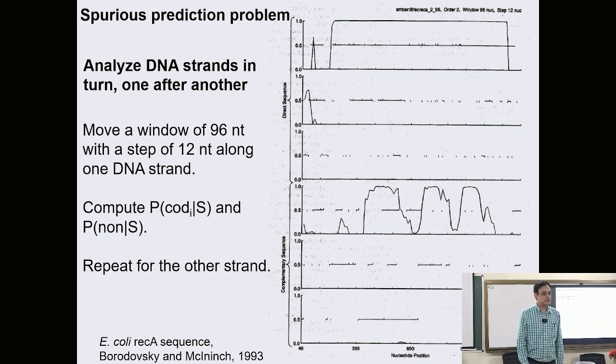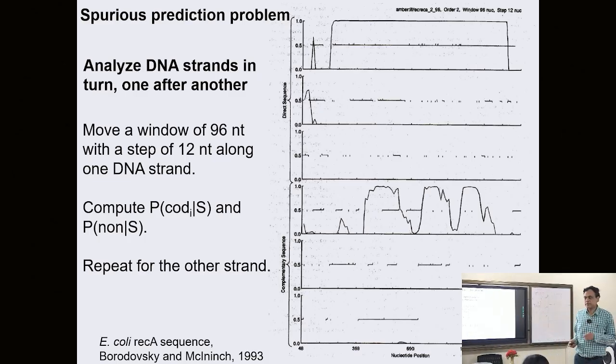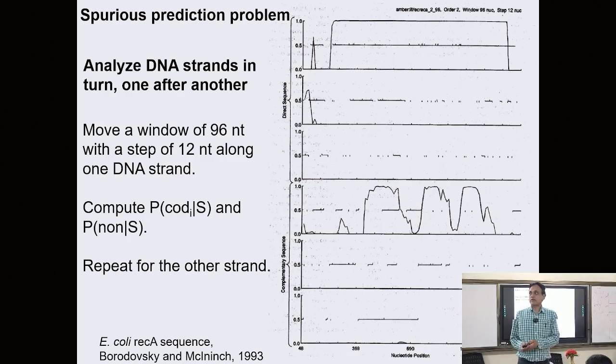So because of this pattern, there was a false signal on the other strand. So you can see the false signal. And this also happened because researchers were analyzing these strands in turn. So when the model has seen this, it has not seen that, or when the model has seen that, it has not seen this. This is a very strong signal, and this is relatively a weak signal compared to this.